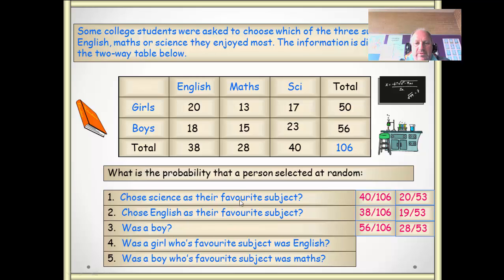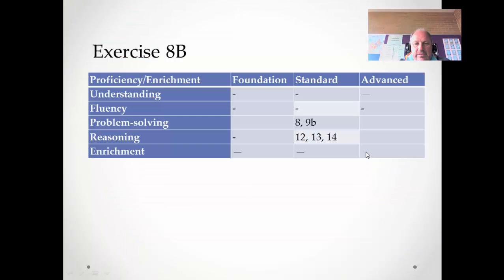Girl whose favourite subject was English, so that's girl and English, there are 20 girls who like English out of 106, which simplifies to 10 on 53. Was a boy whose favourite subject was Maths: boy, Maths, 15 out of 106. Right, those are the questions we've done from this section.